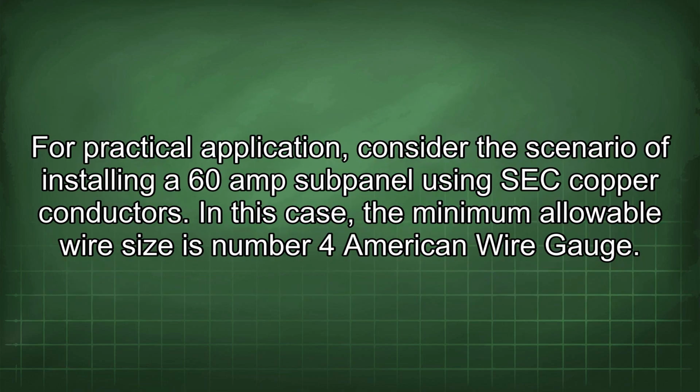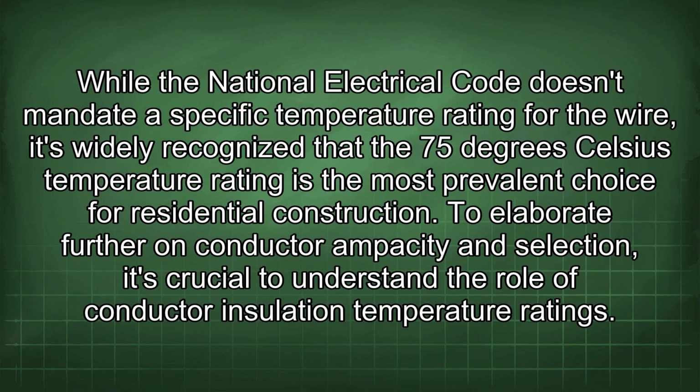For practical application, consider the scenario of installing a 60 amp subpanel using NEC copper conductors. In this case, the minimum allowable wire size is number 4 American wire gauge. While the National Electrical Code doesn't mandate a specific temperature rating for the wire, it's widely recognized that the 75 degrees Celsius temperature rating is the most prevalent choice for residential construction.